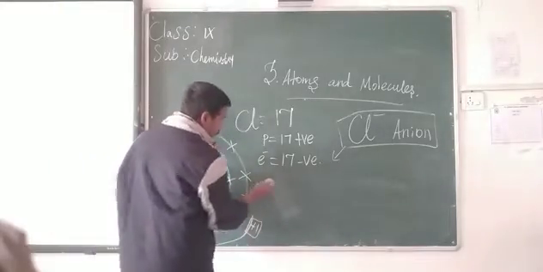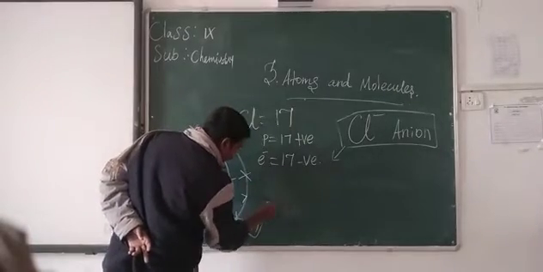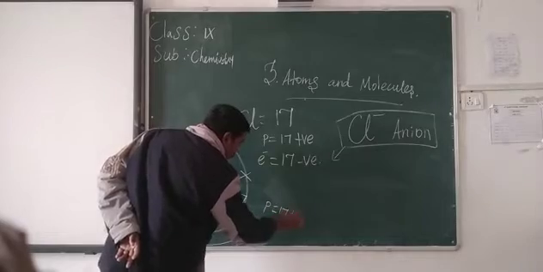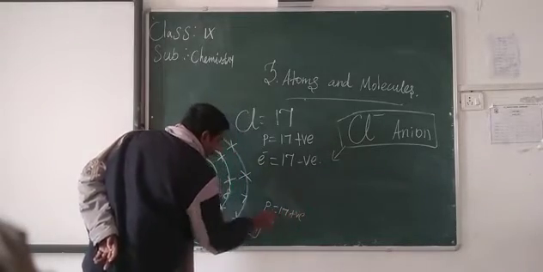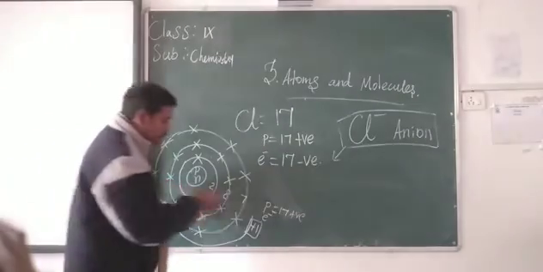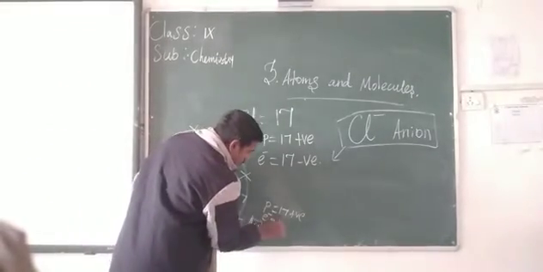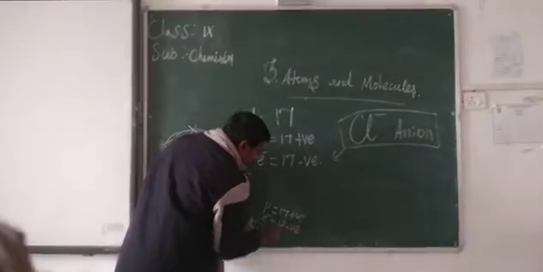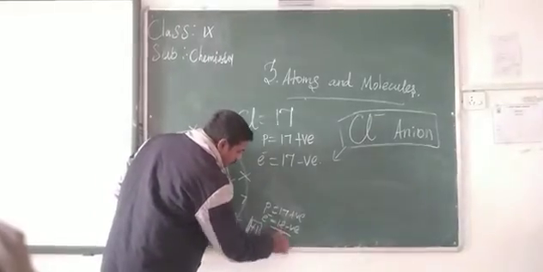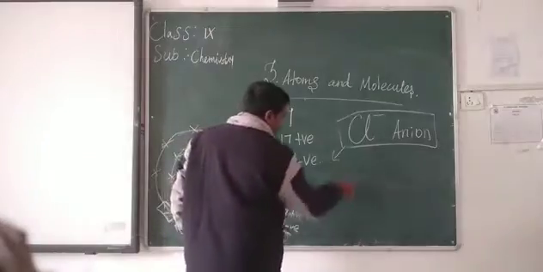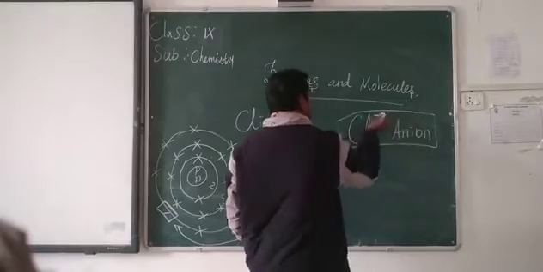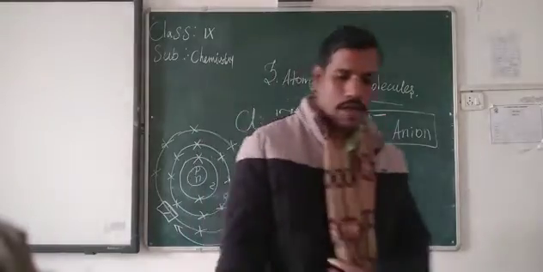After gaining, how many protons will be there now? 17 only. Now how many electrons after getting 1 electron? 18. So which charge is more? The negative charge, by 1. That's why we write chlorine with a minus sign. So it is called an anion.